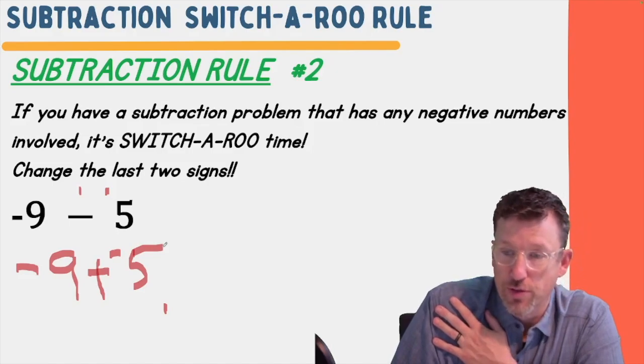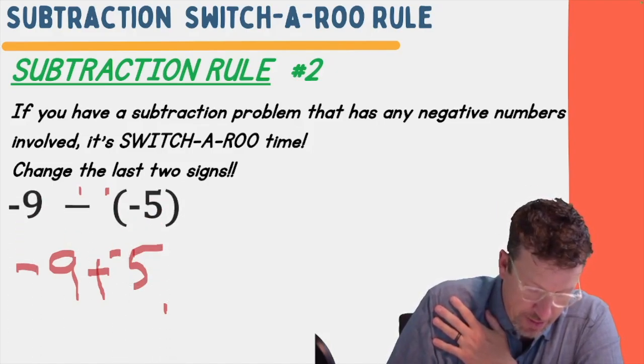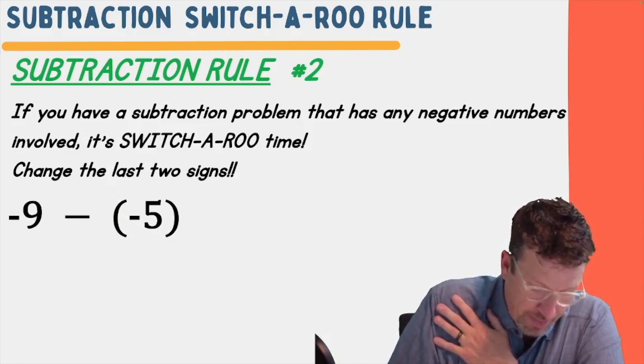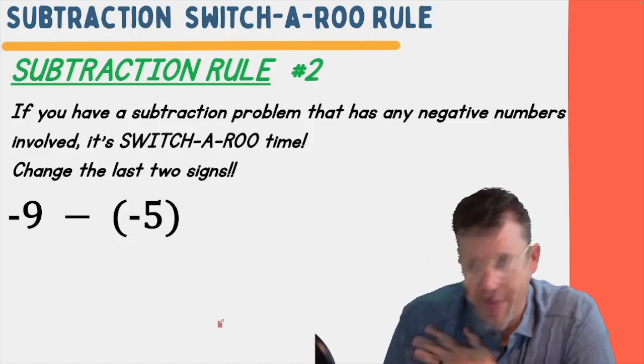That's the switcheroo rule. Not too hard, right? All right. And now let's look at this one. I have -9 minus a -5. I got a subtraction problem. I have negative numbers involved.